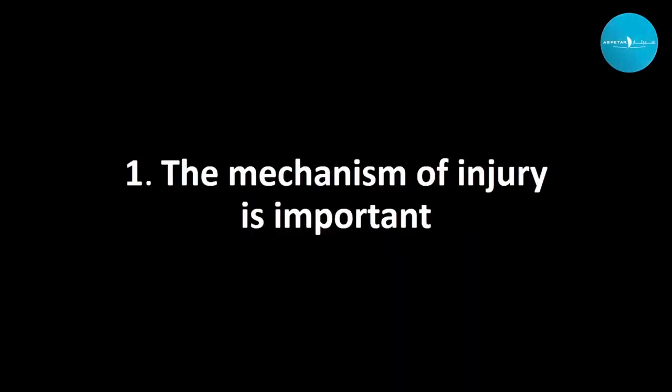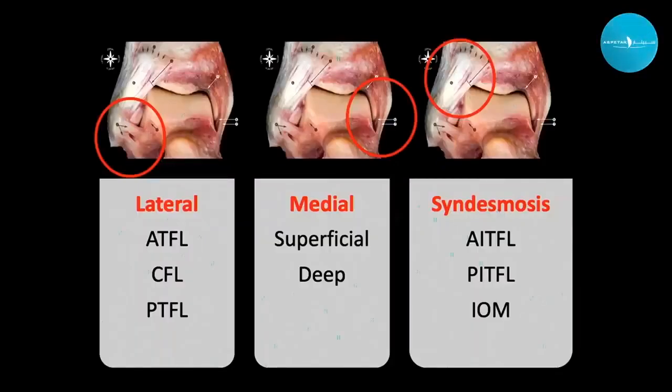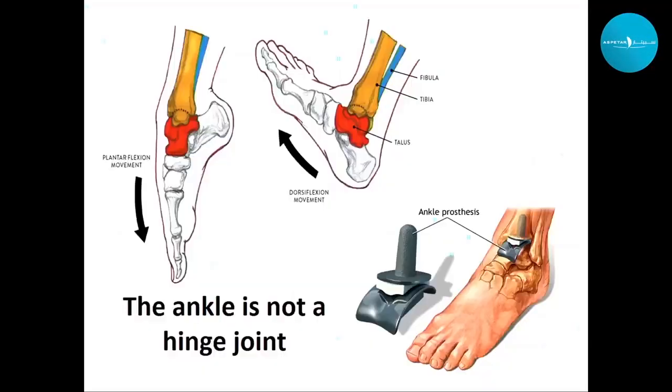So the first consideration is the mechanism of injury. The mechanism is important because it determines which structures are going to be injured. And specifically, we know that foot pronation combined with external rotation can result in syndesmosis injury. And we have to appreciate that the ankle joint is actually not a true hinge joint, even though some authors would suggest that it is.